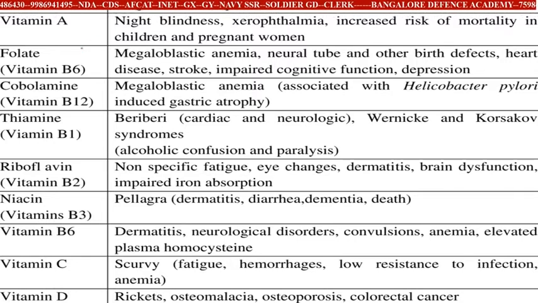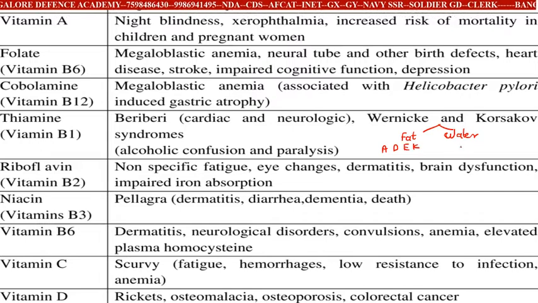When it comes to vitamins, there are two types of vitamins. Let me explain here in detail. There are fat soluble and water soluble. The fat soluble vitamins are vitamin A, D, E, and K. Water soluble vitamins are vitamin B and C. These are called water soluble.